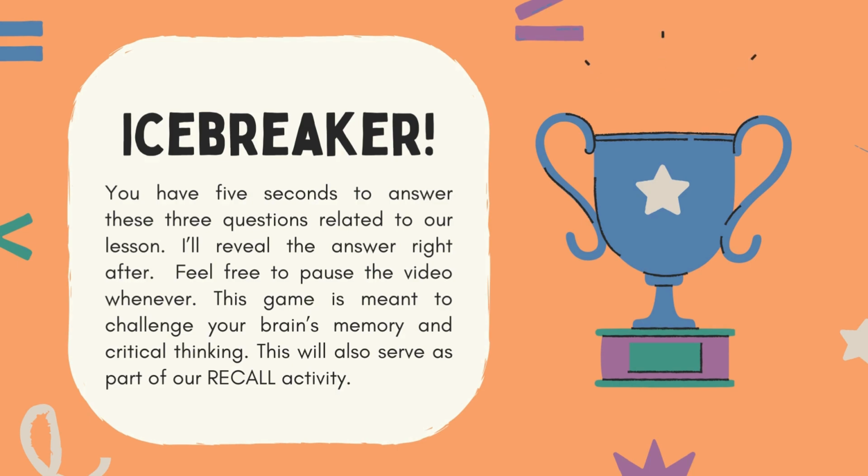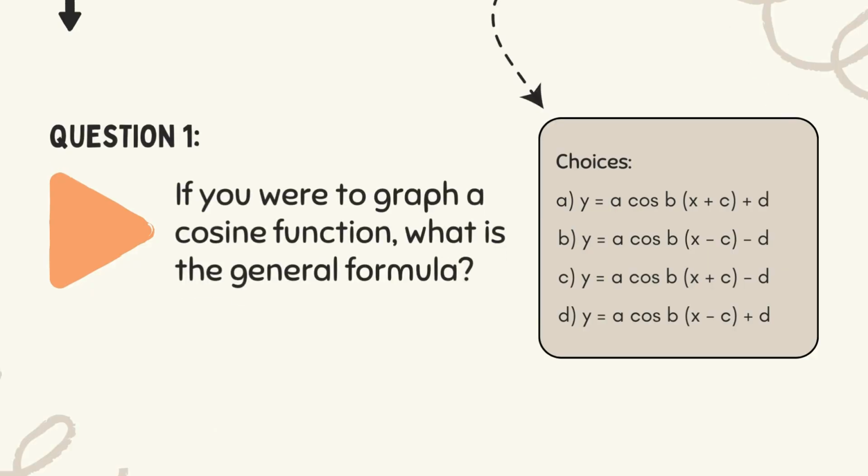Here is your first question. Question 1. If you were to graph a cosine function, what is the general formula? Your options are A. y equals a cosine b times the quantity x plus c plus d. B. y equals a cosine b times the quantity x minus c minus d. C. y equals a cosine b times the quantity x plus c minus d. Or D. y equals a cosine b times the quantity x minus c plus d. Remember, you only got 5 seconds, starting now.